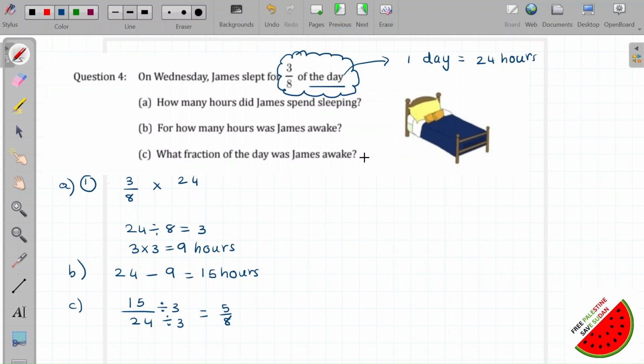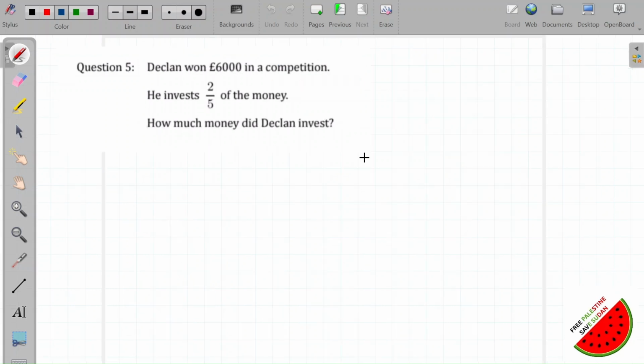And we'll go over to the next. So Declan won £6,000 in a competition. He invests 2/5 of the money. So when it says 2/5 of the money, 2/5 of how much is the money? 6,000. So I'm going to first write this down, 2/5 of 6,000. And then change that into multiplication, and divide by the denominator.